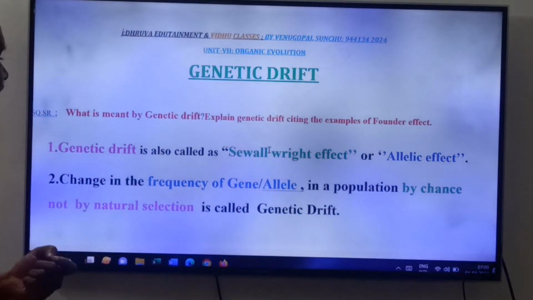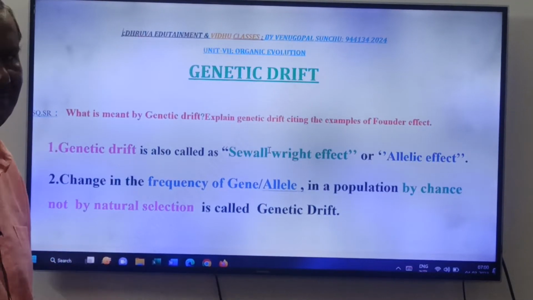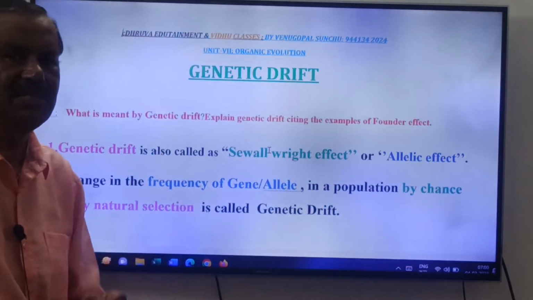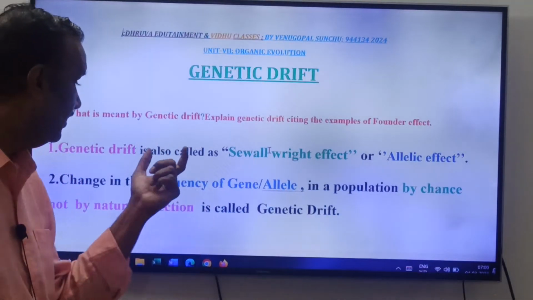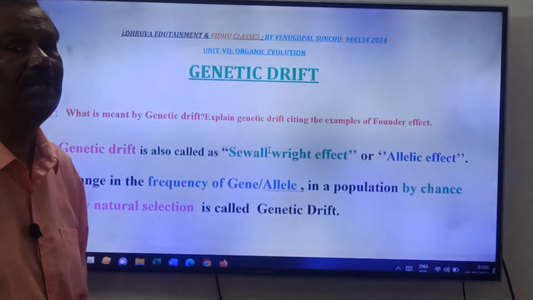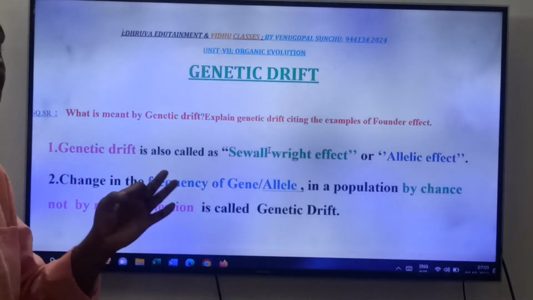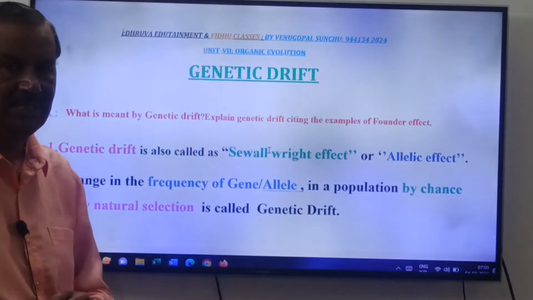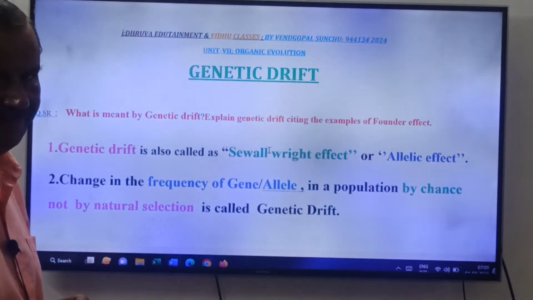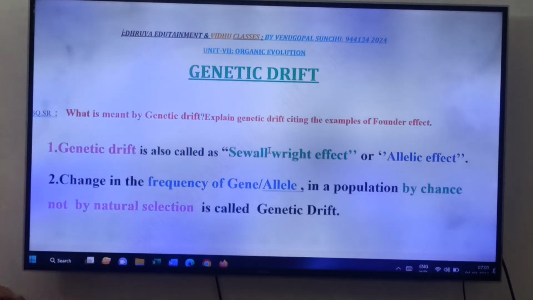Now, see, friends. First, you take the definition. Change in the frequency of a gene or allele. You have to write any one of these two, friends. You know, friends, the majority of genes have two alleles. Change in the frequency of a gene or allele in a population by chance, not by natural selection, is called genetic drift. Friends, here you remember three words: change in the frequency of allele, by chance, not by natural selection.